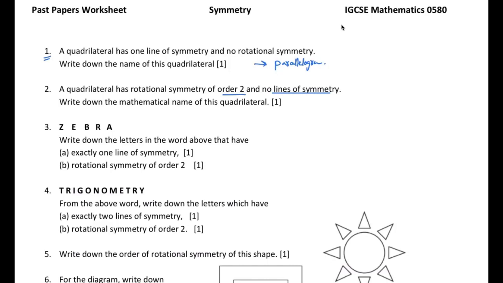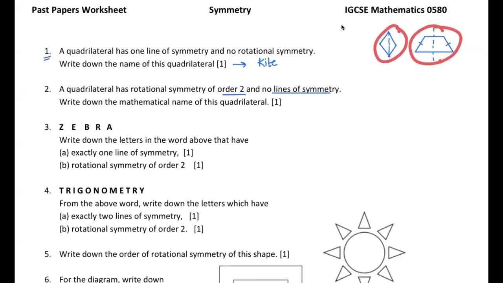Sorry, for the first one, it has one line of symmetry. Parallelogram doesn't have any line of symmetry. It can either be a kite, because a kite has one line of symmetry, or it can be an isosceles trapezium. Please correct it. If you have an isosceles trapezium, it is going to have one line of symmetry, and the order of rotational symmetry is going to be 1, which means no rotational symmetry. Hence, it can be a kite or isosceles trapezium.